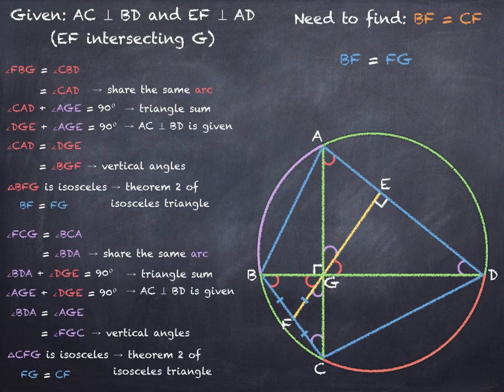And by looking at our results, we see that line BF equals line FG and line FG equals line CF. Therefore, line BF equals line CF, proving the Brahmagupta Theorem.